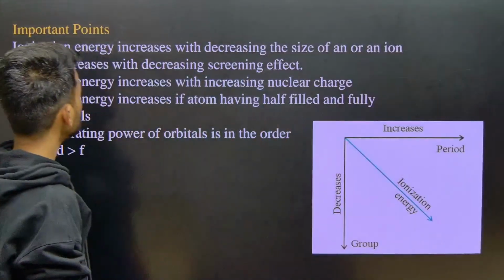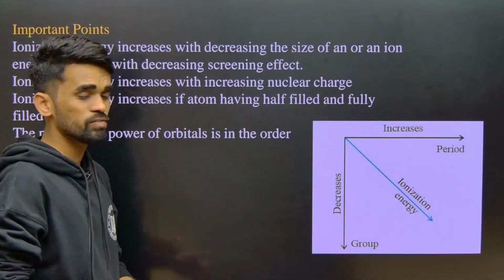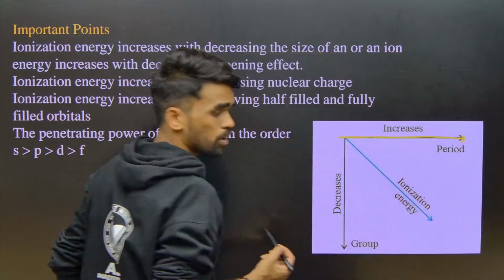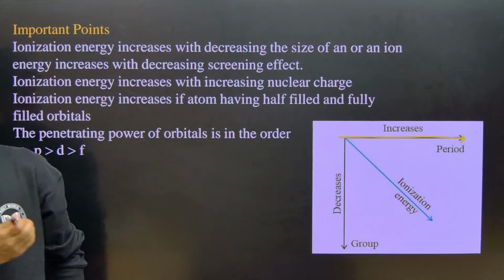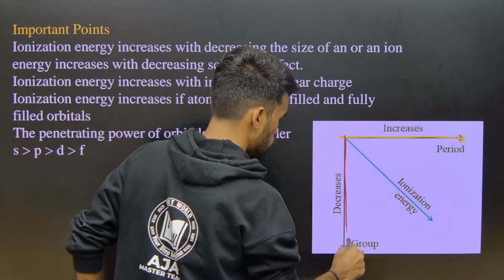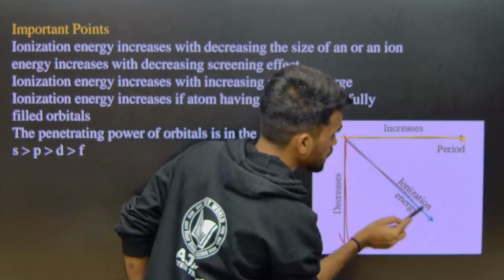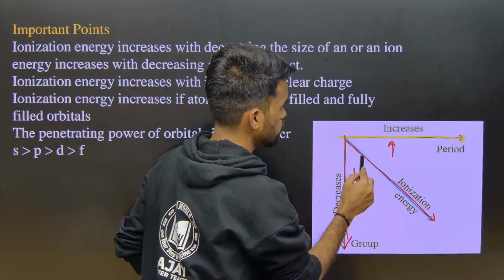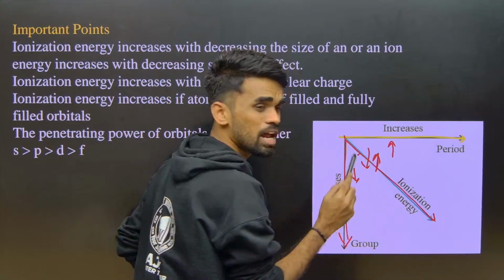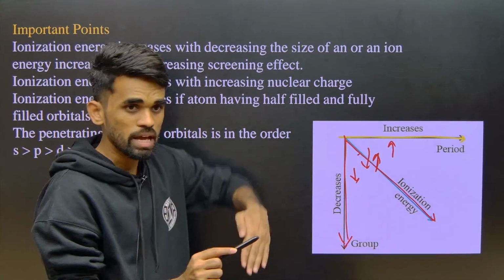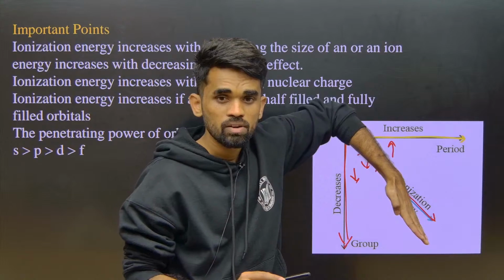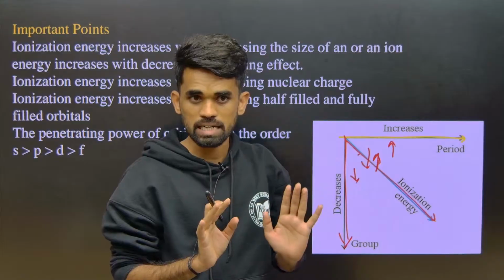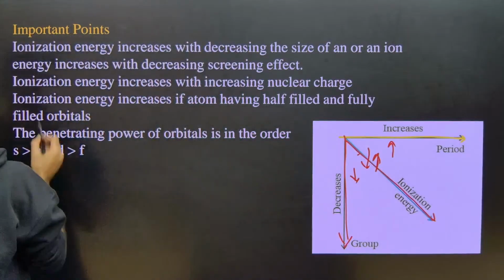Next. What are the important points we need to mention here? If we go across the period like this, what happens to the ionization energy? It increases. If we go down the group, it decreases. If I go diagonally, there is increasing and decreasing, so they almost cancel out each other. So the elements placed diagonally may have similar ionization energy values. Is that clear or not? Yes. Next, important points.